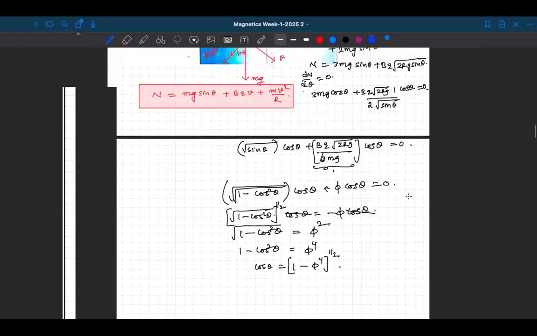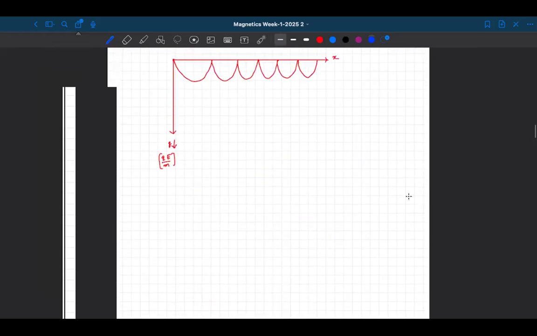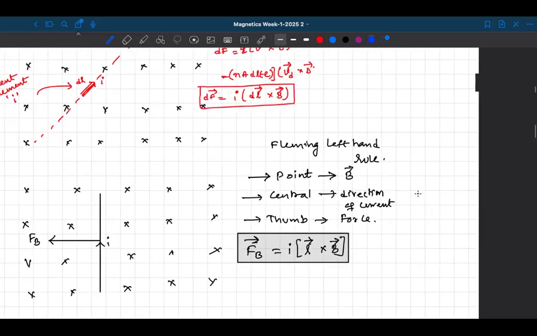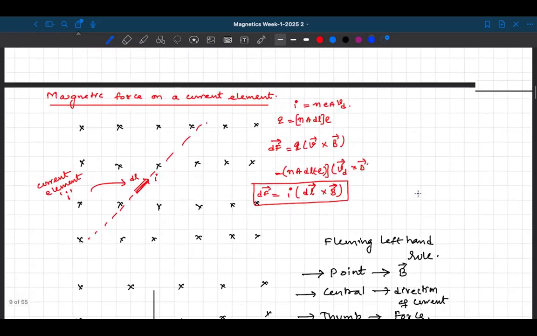Some basic theory I have given on this, so I will start another theory. What is this theory? Magnetic force on a current element. Now imagine that you have a very tiny current carrying element. Now, what is current? Sanjana, I is equal to NEAVD. Yes or no? Now you are taking a very small portion here.